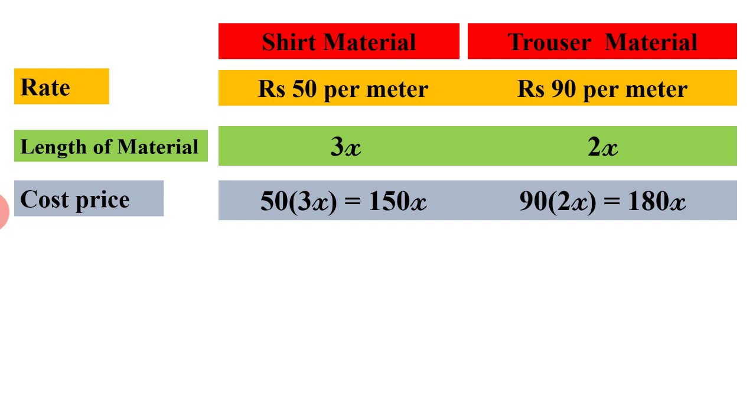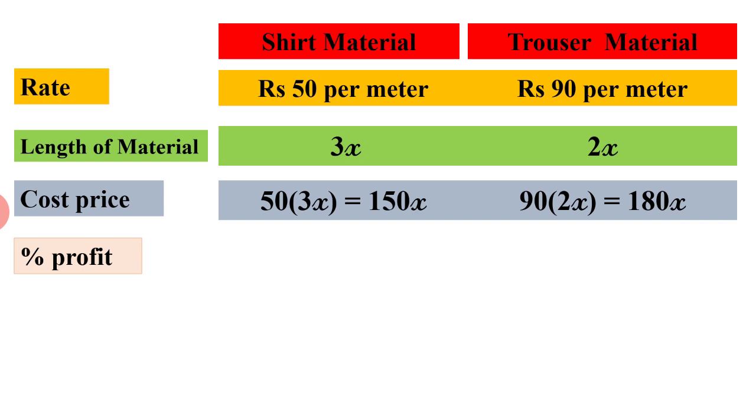Similarly, what will it be for trouser material? It will be 90 into 2x, that is 180x. Are you getting it? So what are 150x and 180x? These are cost prices. Hassan has purchased the shirt material and trouser material with rupees 150x and 180x. We don't know the actual amount as we don't know the value of x. Is it clear?